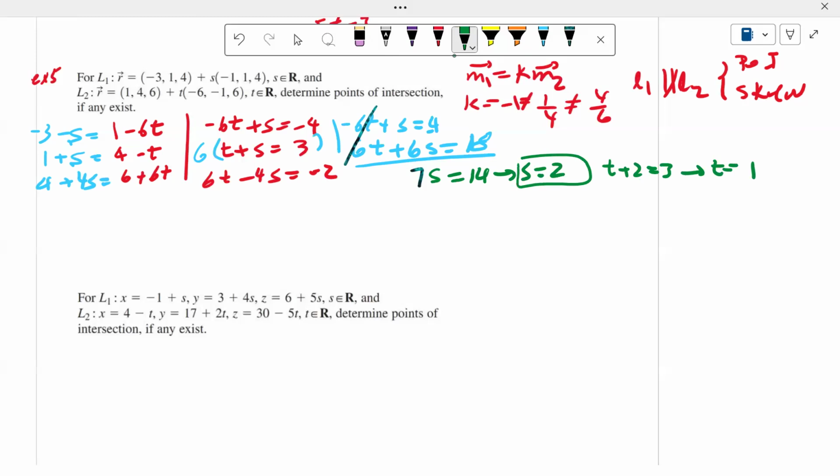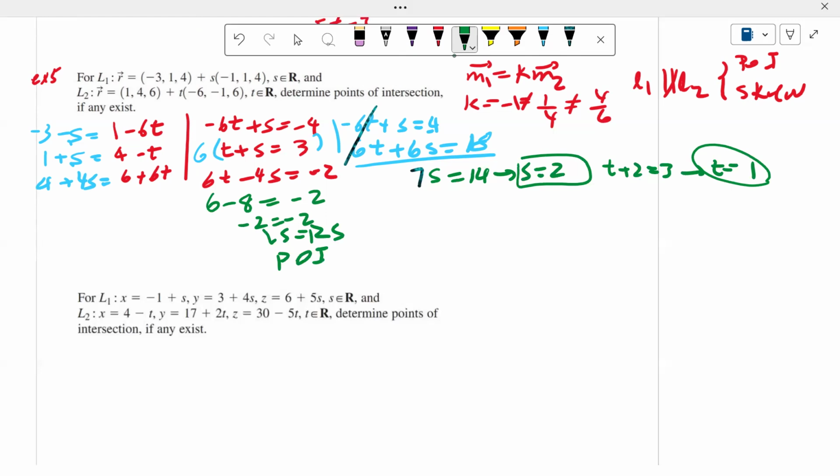Now I'm going to put it in the third equation to see if the left-hand side is equal to the right-hand side. I can simplify it, but I don't want to because it's not necessary. So 6 times 1 is 6. Minus 4 times 2 is minus 8. Is equal to minus 2. Okay, minus 2 is equal to minus 2. Yes, left-hand side is equal to right-hand side. We're going to have a point of intersection.